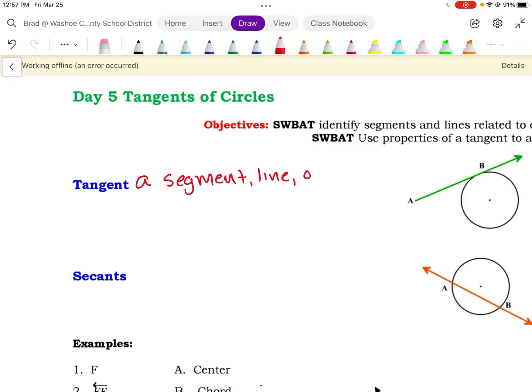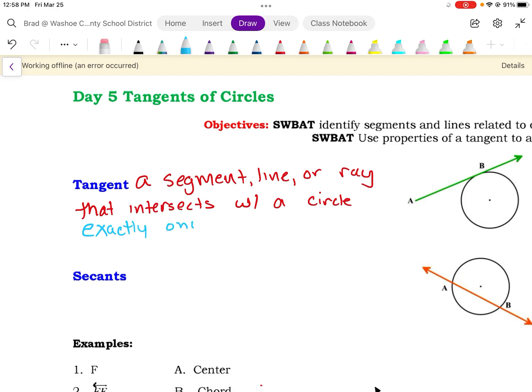line, ray, because it could be any of those things, even though we have a ray drawn that intersects with a circle, because clearly we're in our circle unit, and this is the kicker, exactly once. So that exactly once is actually a very important concept right there, because if it hits more than once, that is not a tangent.